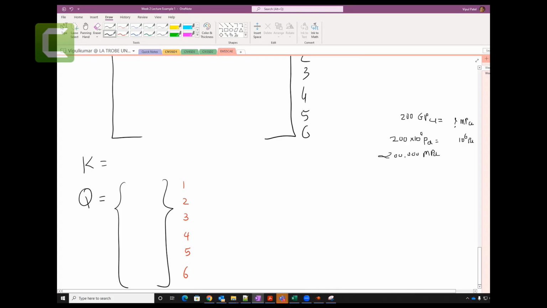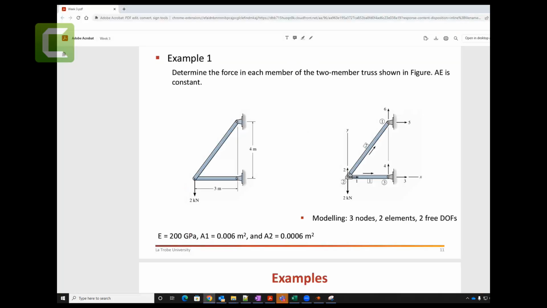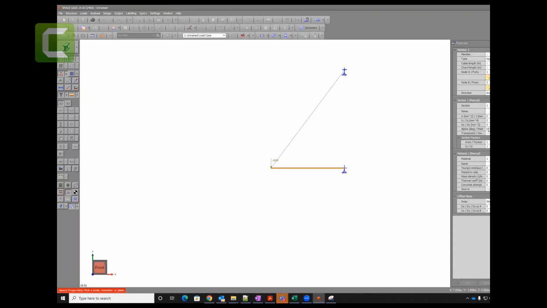If you multiply by thousands, then you are in a position to convert these into 200,000 megapascals. So let's put this 200,000 megapascals as the Young modulus. Where is it? Material here, and we put the Young modulus 200,000 megapascals. What else do we need?